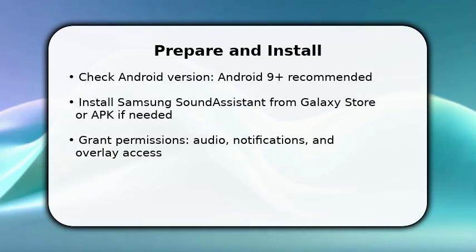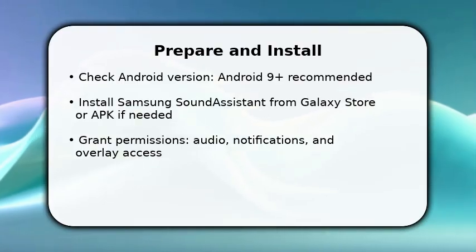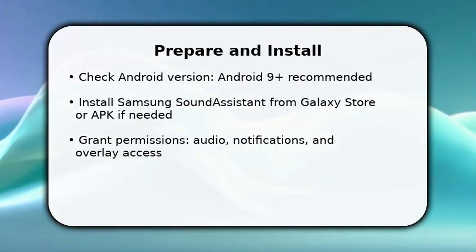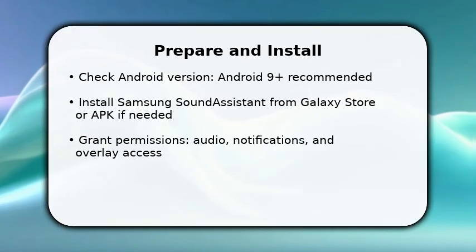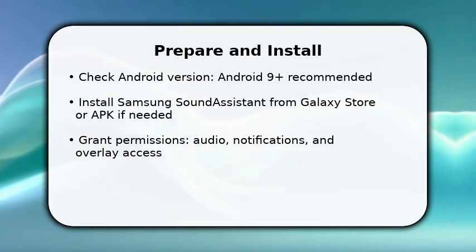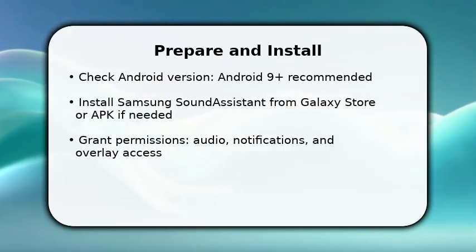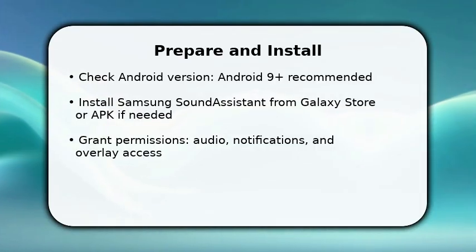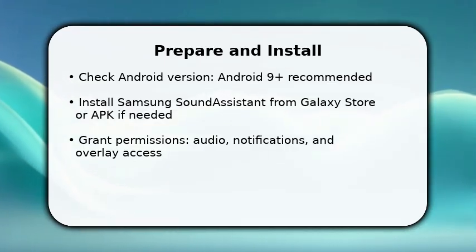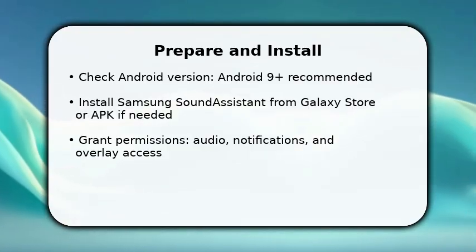You start by confirming compatibility and installing Sound Assistant. You need Android 9 or later for full features. Once installed, open the app and grant audio, notification, and overlay permissions so controls can appear over other apps. Make sure your phone's firmware and Galaxy Store are updated to avoid version mismatches. You'll also enable developer options only if instructed by a specific guide, but don't enable random flags.